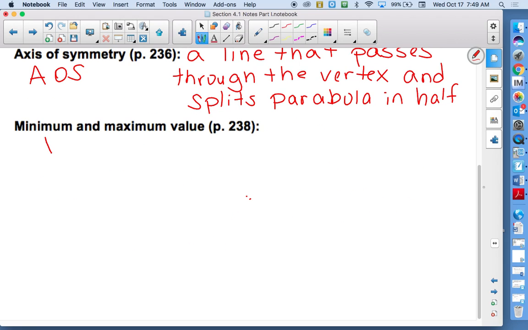A minimum value should be the lowest point. That happens when we have a parabola that's a smiley face. So right down there is the dimple of my smiley face. That's the minimum of the graph. It's also the vertex. It happens when we have a happy parabola.